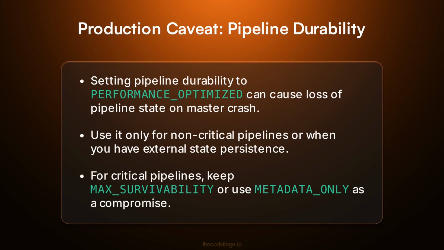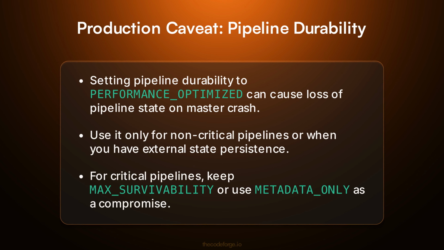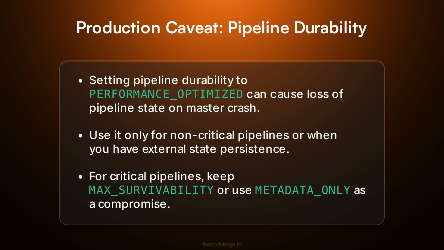Setting pipeline durability to performance-optimized can cause loss of pipeline state on master crash. Use it only for non-critical pipelines or when you have external state persistence. For critical pipelines, keep max survivability or use a metadata-only setting as a compromise.